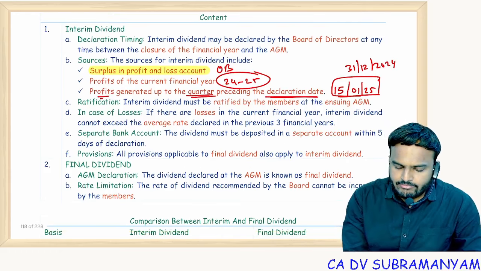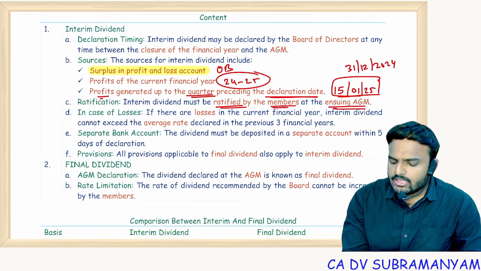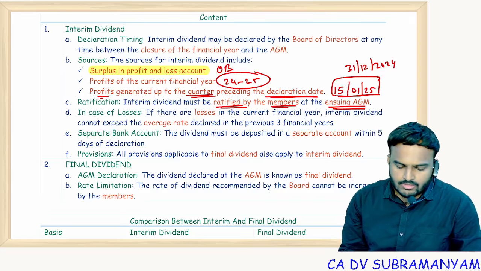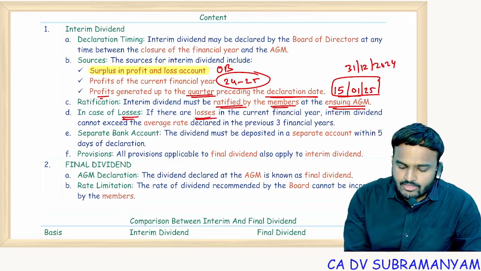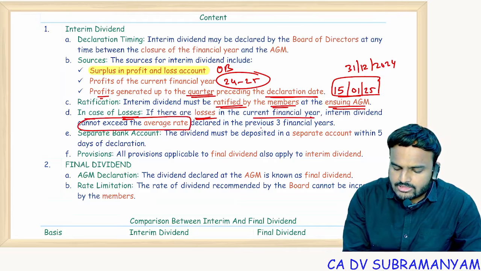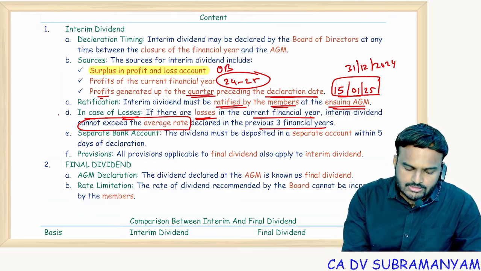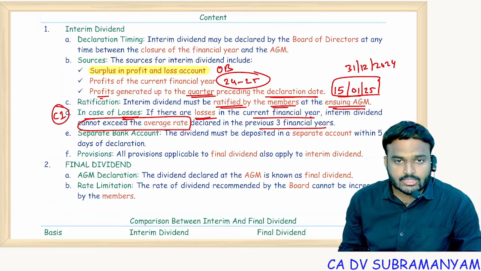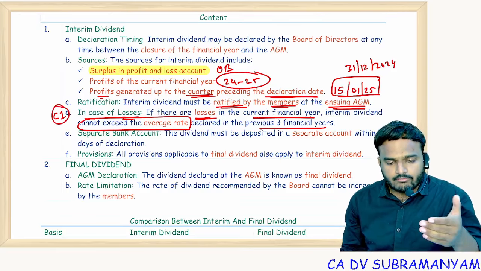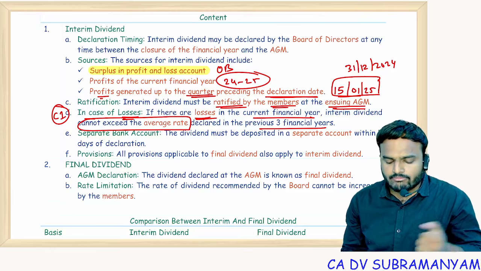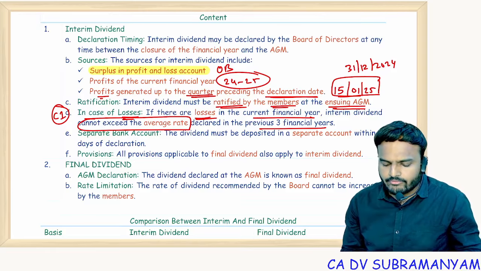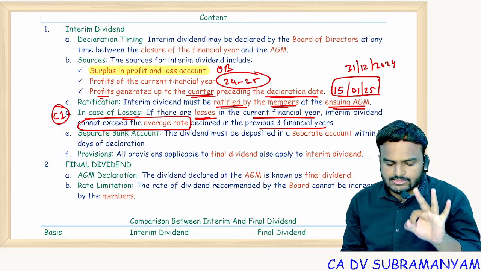Ratification. Interim dividend must be ratified by the members at the upcoming annual general meeting. And if there are losses in the current financial year, interim dividend cannot exceed the average rate declared in the previous 3 financial years. So this is condition 1 in case you want to declare dividends where in the current financial year you are having losses. So what is the maximum rate of dividend you can declare? Last 3 years average rate of dividend.